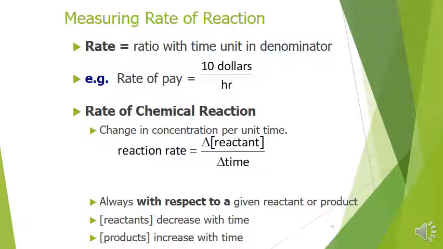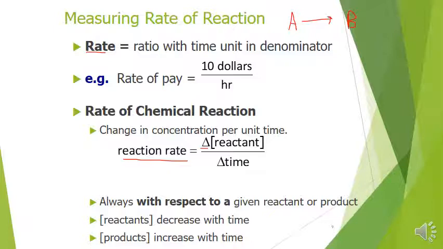Okay, so first of all, we're interested in how fast a chemical reaction takes place, maybe A going to B, and that's called rate. And rate can be measured different ways, like getting paid. I get $10 per hour. In terms of chemical reaction, the rate of chemical reaction is measured as the reaction rate, and it's the change in reactant over the change in time.